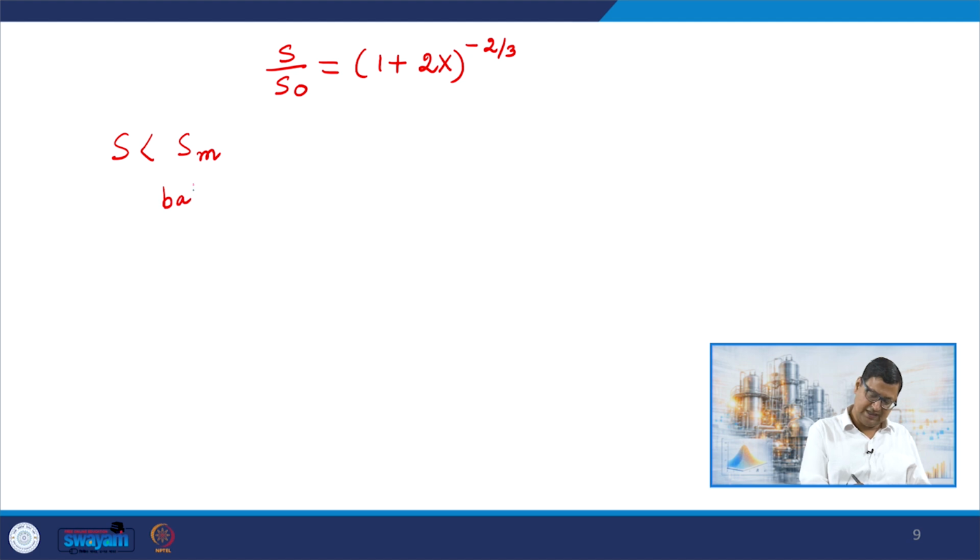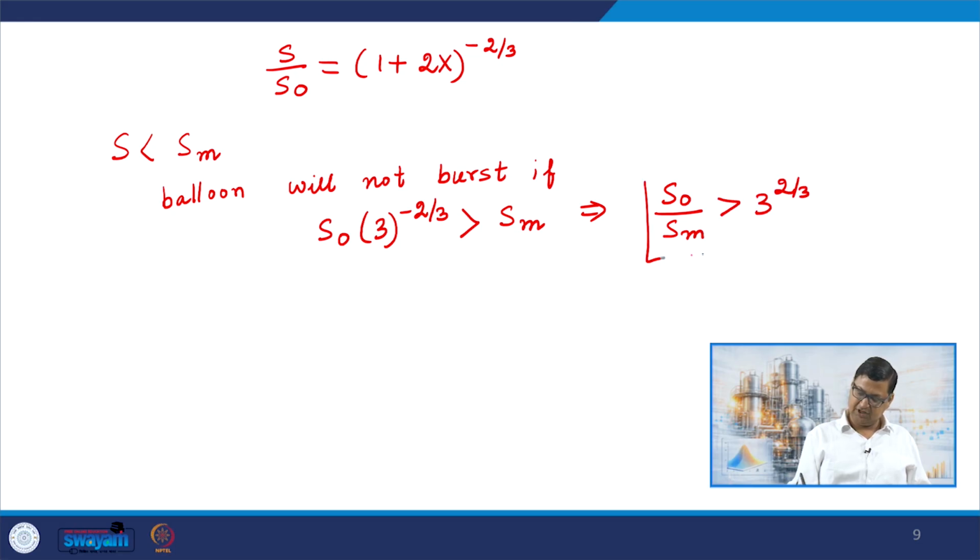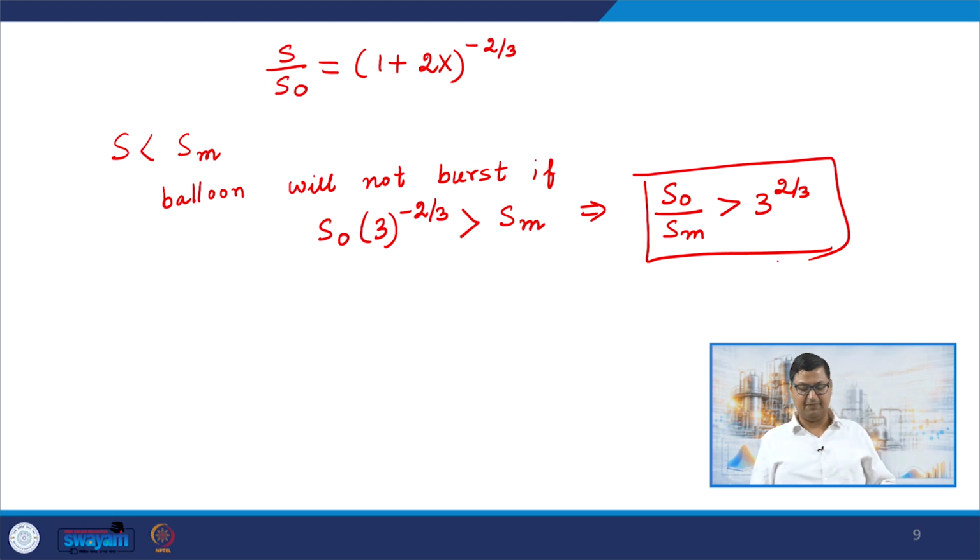So we can say that the balloon will not burst if S naught into 1 plus 2x, where I put x equal to 1 there, so into 3 to the power minus 2 by 3, happens to be more than Sm. In that case we should have S naught by Sm higher than 3 to the power 2/3. So if I choose my initial thickness in a manner that S naught by Sm is higher than this, in that case the balloon is not going to burst.